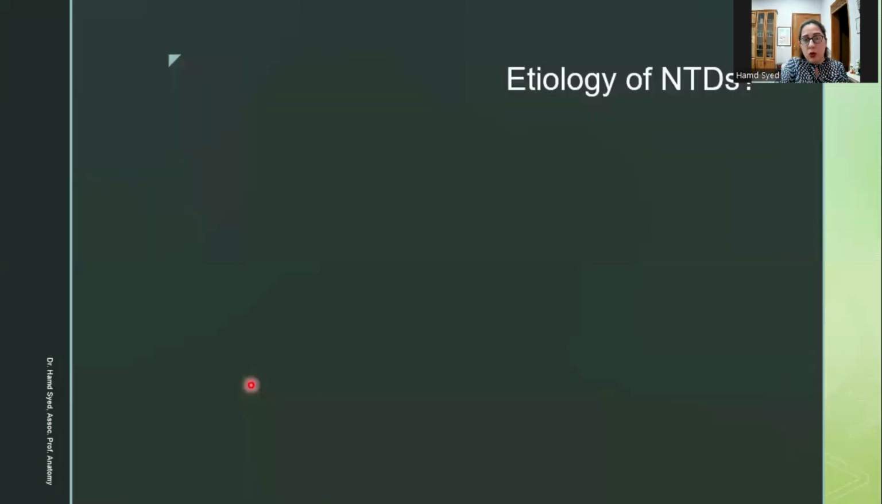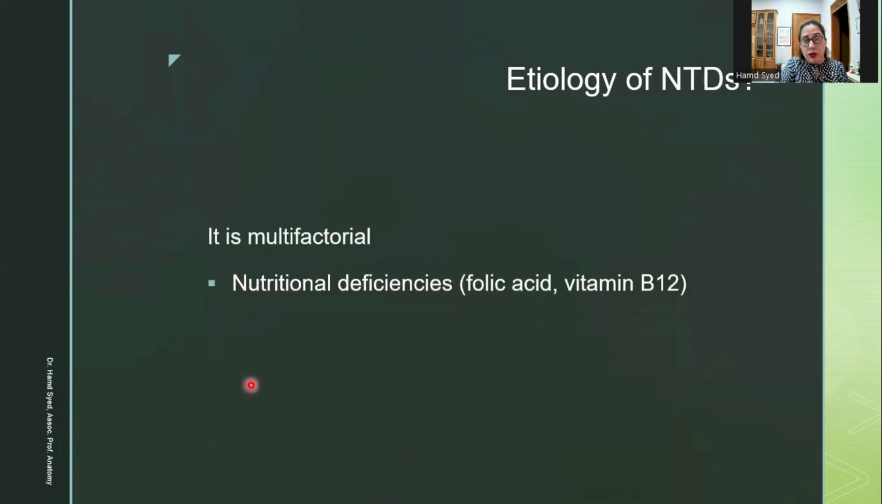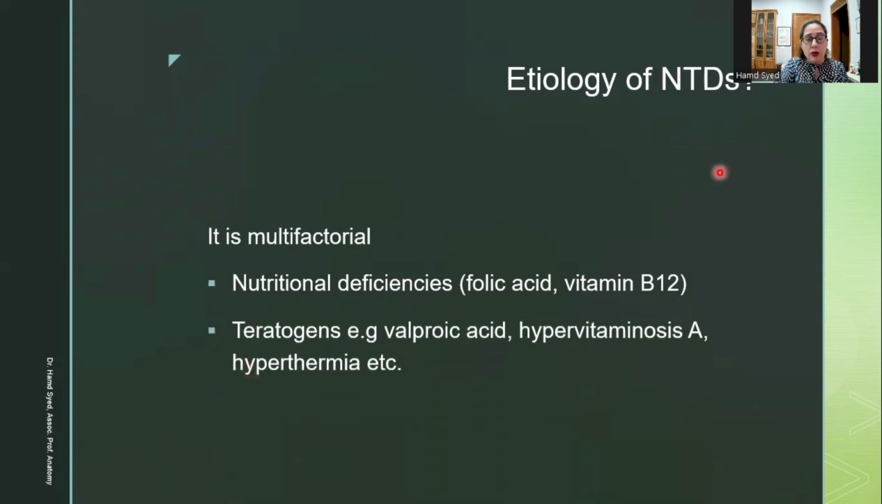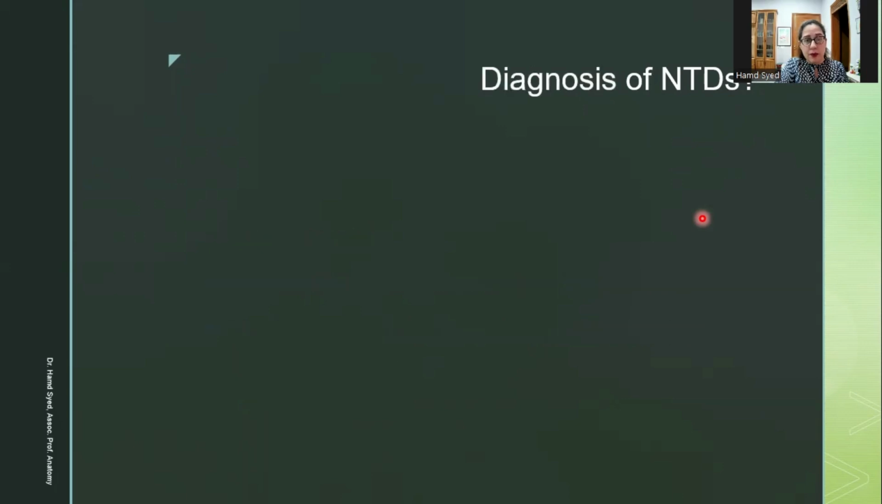Now, what is the etiology of neural tube defects? It is multifactorial. There are different causes which play a role. Nutritional deficiencies have been identified as an important etiological factor, particularly the deficiency of folic acid and vitamin B12 in the mother, which can cause neural tube defects in the newborn. Also, there are certain drugs which can act as teratogens, that is valproic acid, which is an anticonvulsant drug, even hypervitaminosis A or certain physical conditions like hyperthermia. They can all contribute to the development of NTDs.